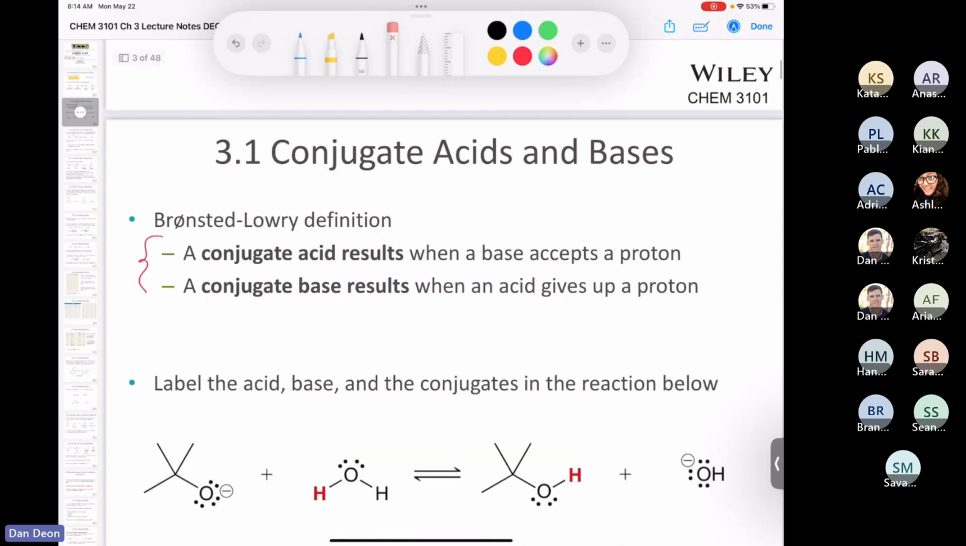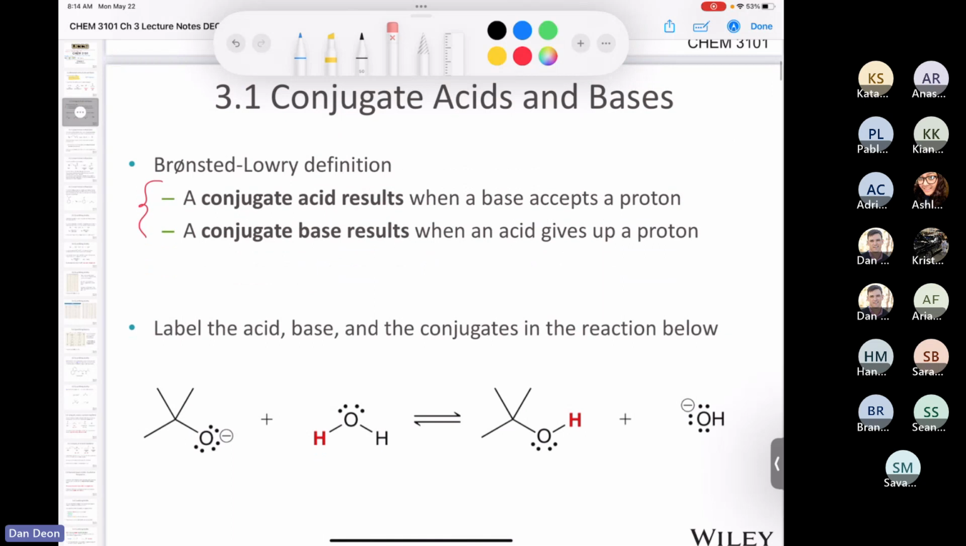All right, so if we go back to those definitions and we look at this reaction here, we see that we have an equilibrium.